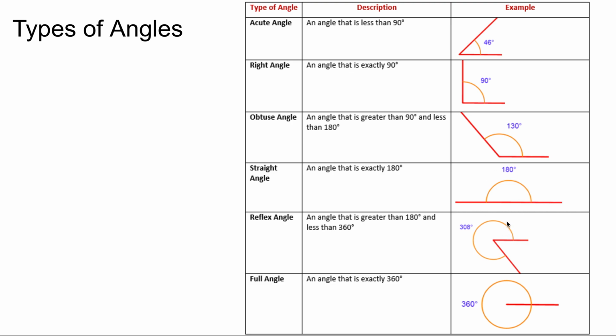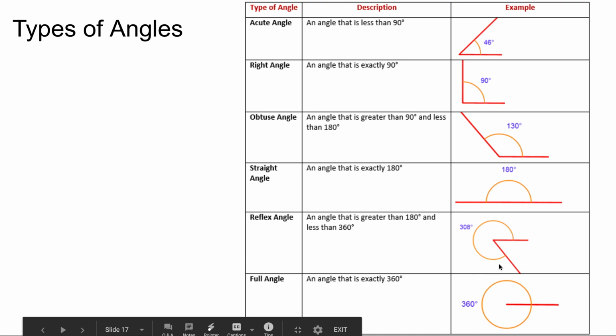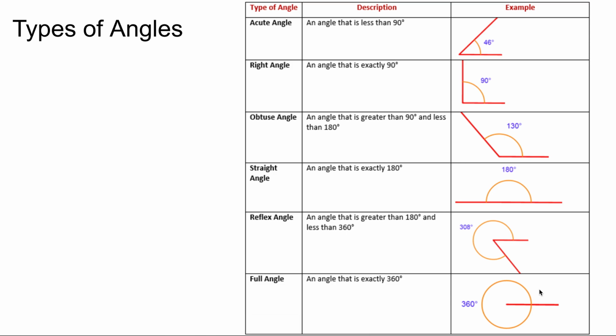What is a reflex angle? A reflex angle is an angle greater than 180, so greater than a straight angle, but less than 360. When it is 360, it makes a circle, right? So it has to be less than 360 degrees. We call 360 degrees a full angle because you start from there and come back to where you started from. Okay, it's called the full angle.